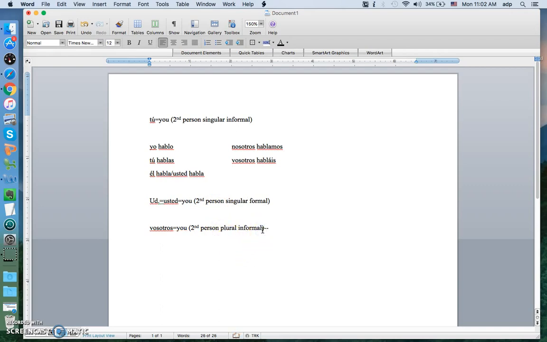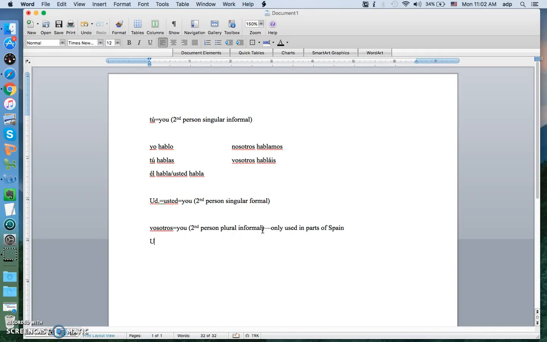But this is only used in parts of Spain. Not Spanish, in Spain, okay? So typically you're not going to study that if you want to talk to someone in Mexico or Nicaragua or Argentina. It's going to be kind of marked, you know, in Latin America, okay?